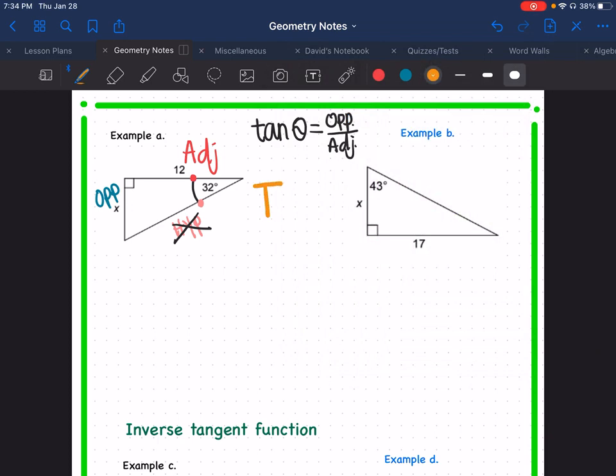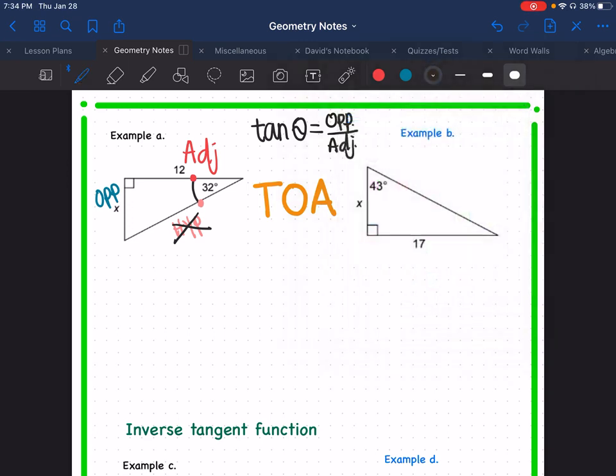T for tangent, O for opposite, A for adjacent. TOA is how we call it. So if you put them all together, it's SOHCAHTOA.